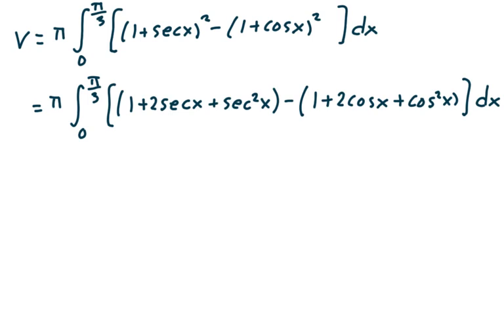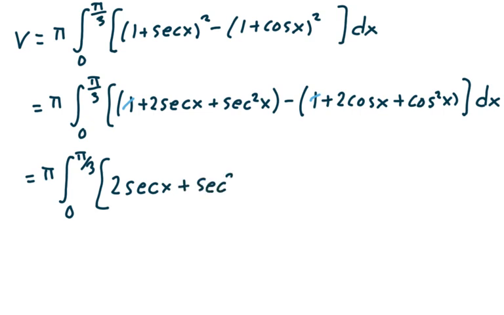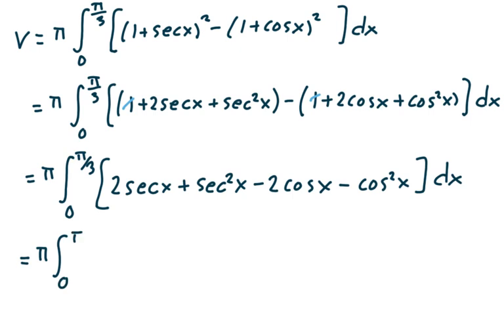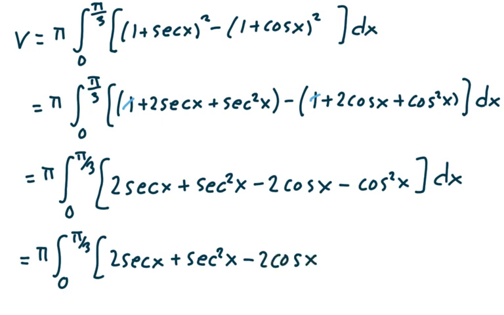Now, notice how the ones cancel, and what I get from here is pi times the integral from 0 to pi over 3 of 2 secant x plus secant squared x minus 2 cosine x minus cosine squared x dx. Remember, I make a big deal about that power reducing formula. Okay? And so this is pi times the integral from 0 to pi over 3 of 2 secant x plus secant squared x minus 2 cosine x minus 1/2 of 1 plus cosine 2x dx.